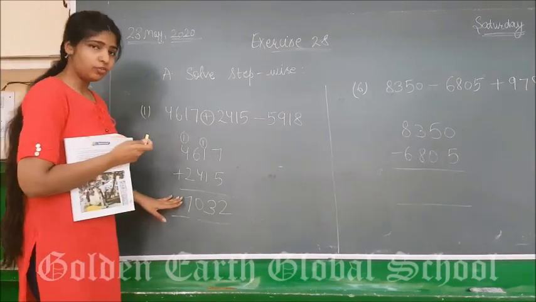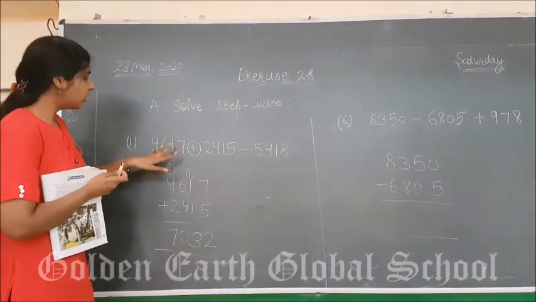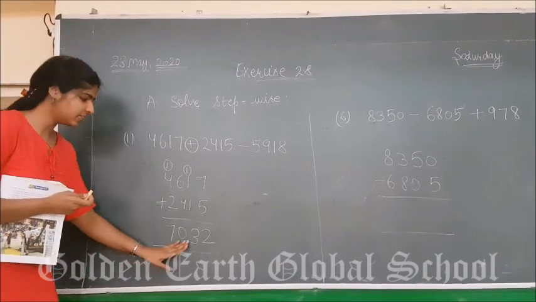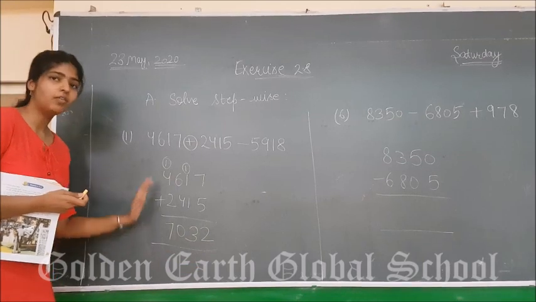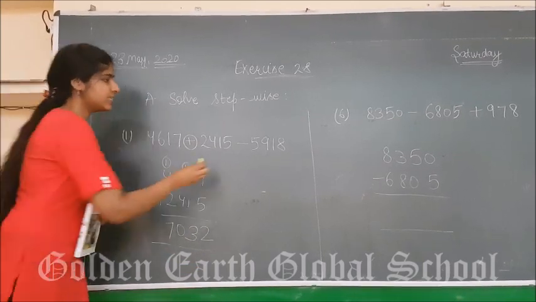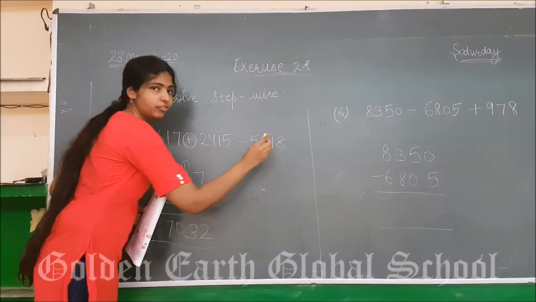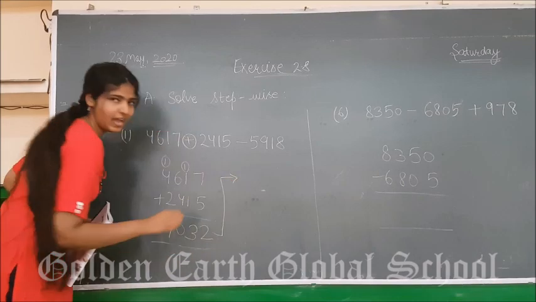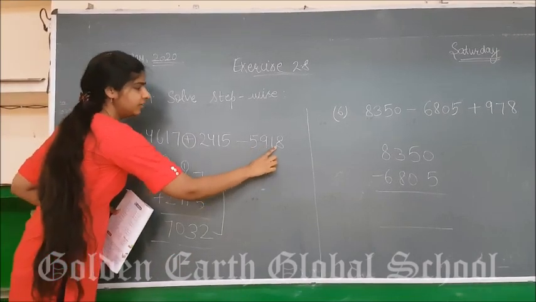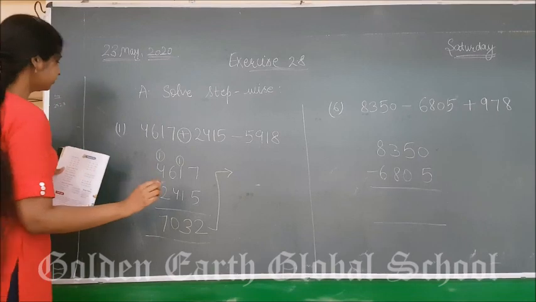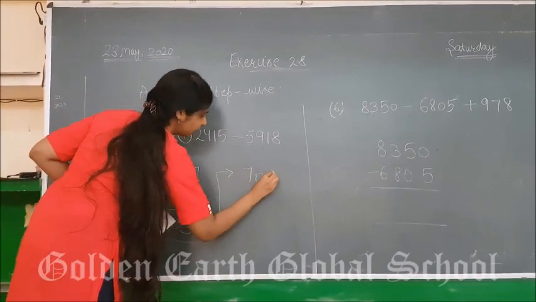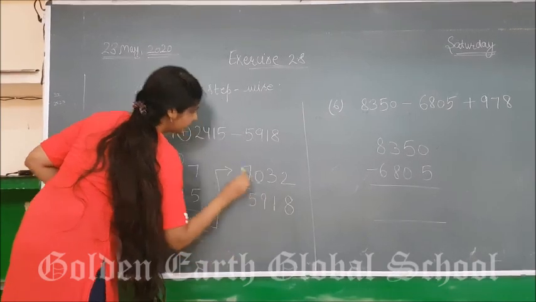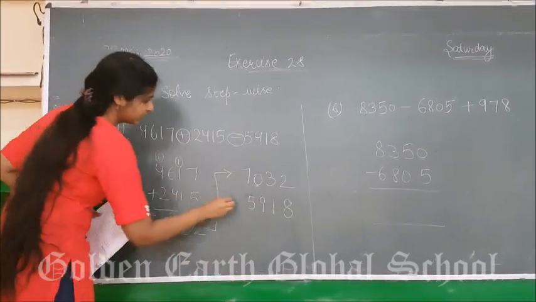Now what we got is the answer of first two numbers. इन दोनों को एडिशन करके हमारे पास क्या आया? 7032. अभी the number what we got from the addition, subtract 5918 from that number. It means from this number we have to subtract 5918. Clear? So write down 7032, 5918. What will we use? Minus.